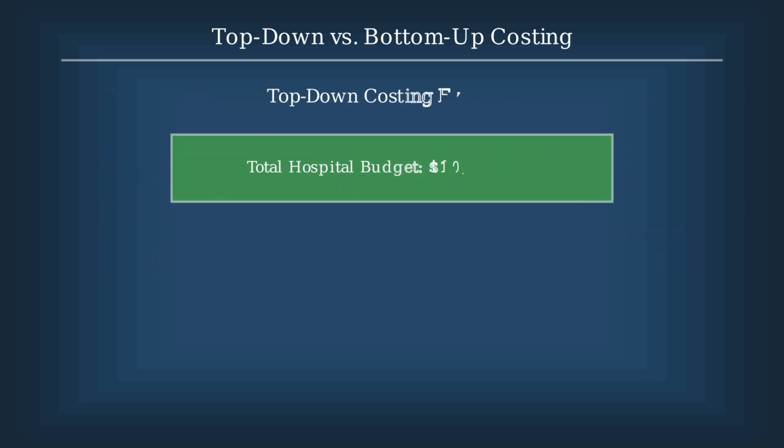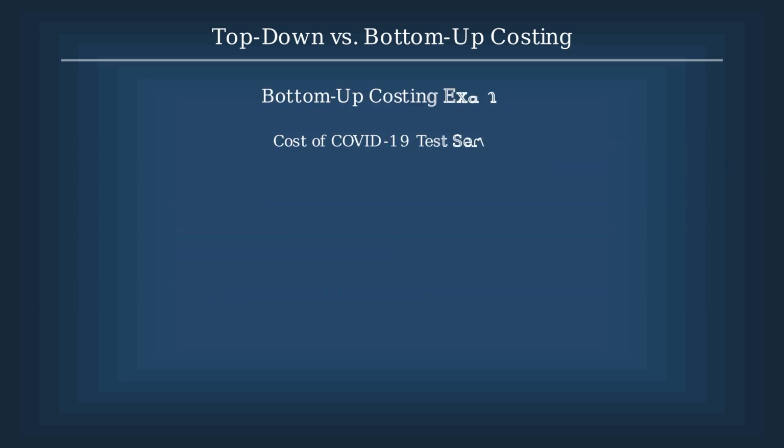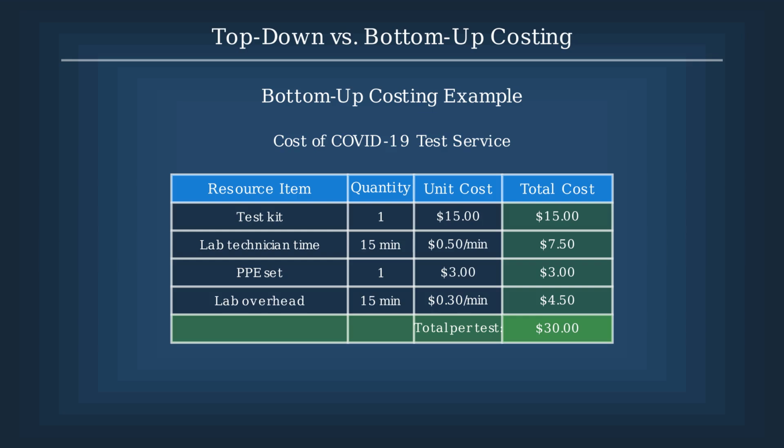In top-down costing, we start with the total budget, such as a hospital's annual budget of $10 million. This budget is then allocated to different departments based on predetermined formulas or historical patterns. In contrast, bottom-up costing starts by identifying and valuing each individual resource used in providing a service. For example, to cost a COVID-19 test service, we would list each component: test kits, technician time, protective equipment, and overhead. Each resource is quantified and valued, then summed to determine the total cost per service unit.